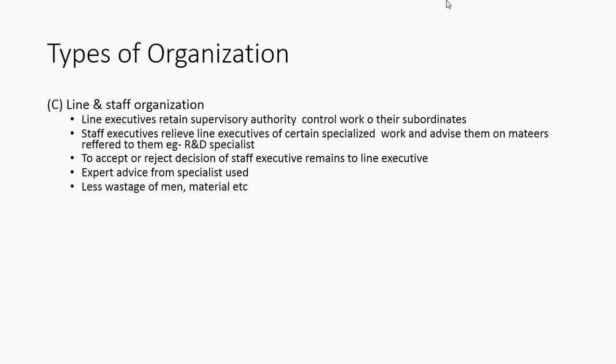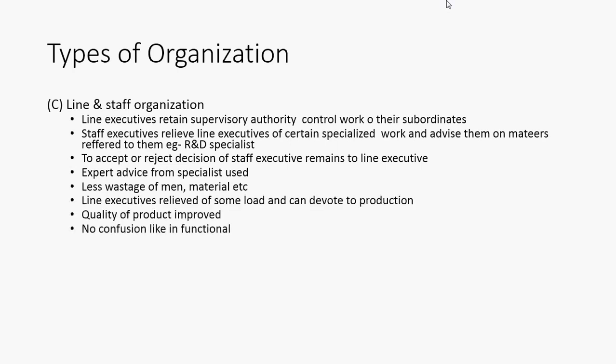By using the expert advice, there is less wastage of man, machine, material, etc. Line executives are relieved of some load and can devote themselves to the production task only, so they can get more profits by selling into the market, which is the purpose for which the organization exists. The quality of the product will improve by getting time to time suggestions and improving them.